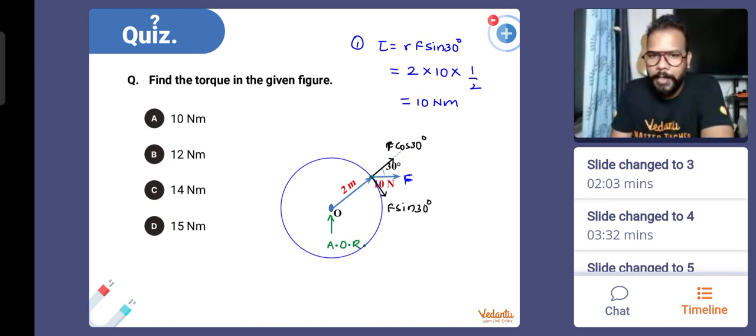Which one is the tangential component, sine or cos? Just by looking at the diagram, which component is going to rotate this point in the circular path, or rotational motion?